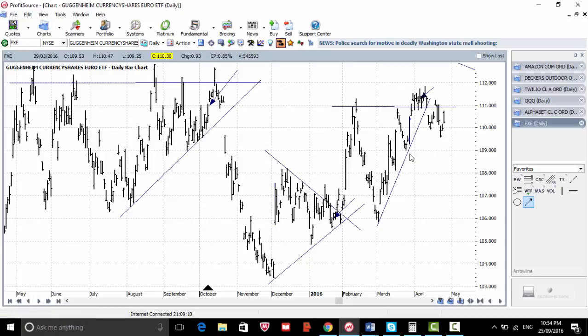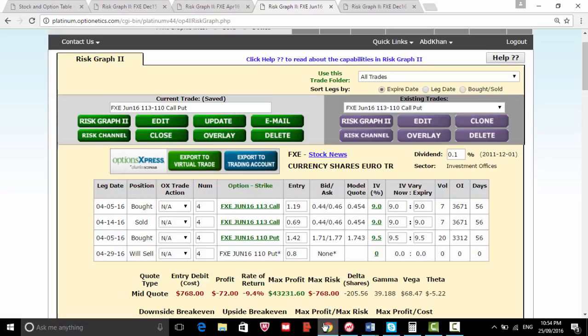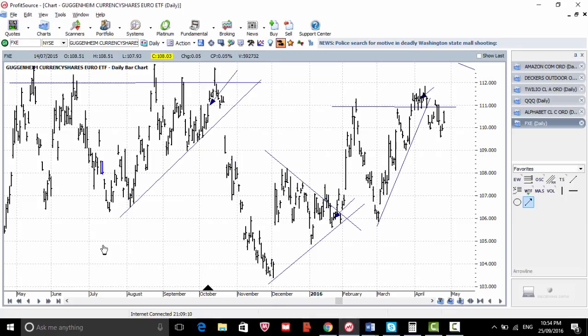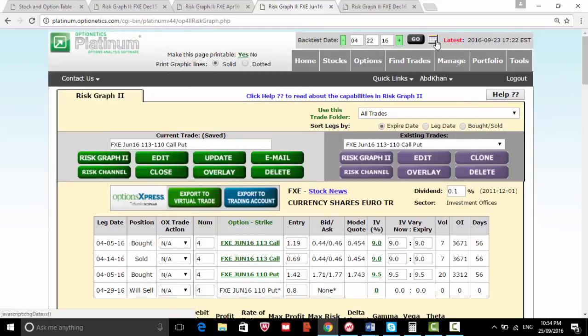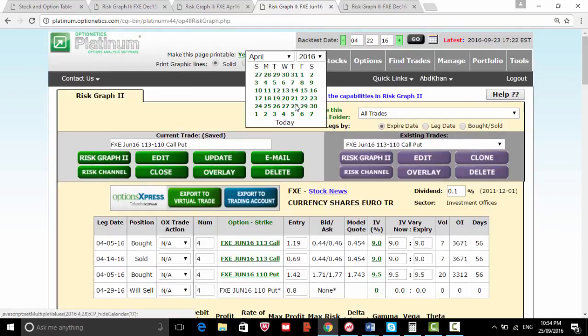You can see the stock still just hovering around 110, 111, not really doing much at all. Let's continue. So right now, a lot of time has just gone by. Let's have a look, 28th of April, and let's just look at the status of our position.